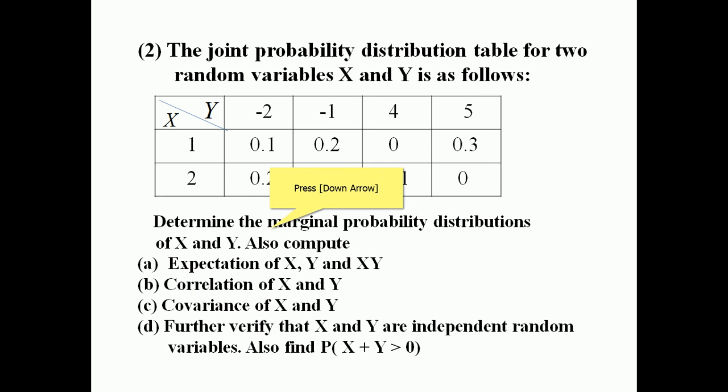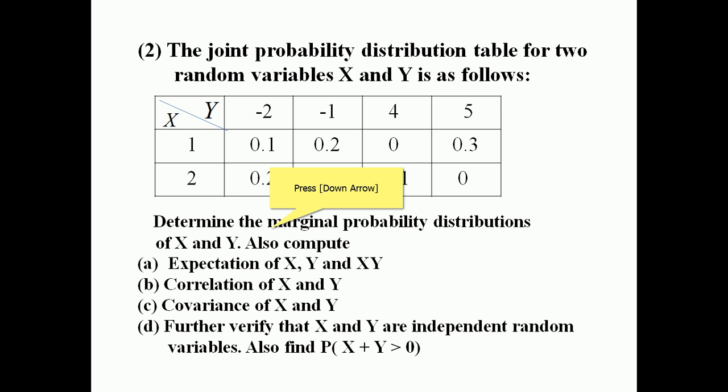The joint probability distribution table for two random variables x and y is as follows. Determine the marginal probability distributions of x and y. Also compute the expectation of x, y and xy, the correlation of x and y, and the covariance of x and y. Further verify that x and y are independent random variables. Also find the probability of x plus y greater than 0. Almost all types of questions are covered in this problem.